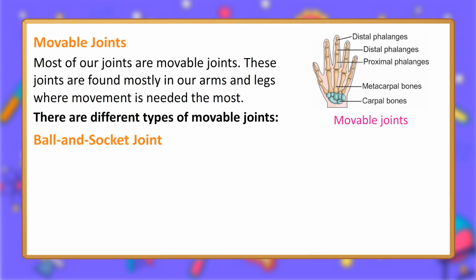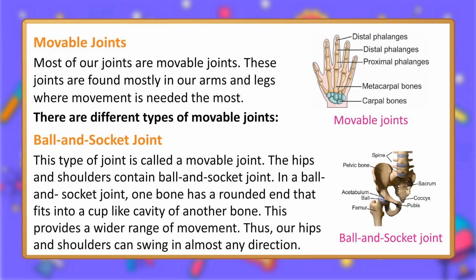Ball and socket joint. This type of joint is a movable joint. Hips and shoulders contain ball and socket joints. In a ball and socket joint, one bone has a rounded end that fits into a cup-like cavity of another bone. This provides a wider range of movement. Thus, our hips and shoulders can swing in almost any direction.